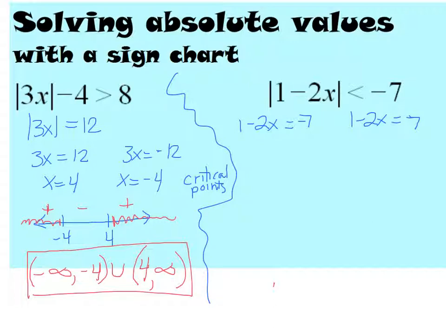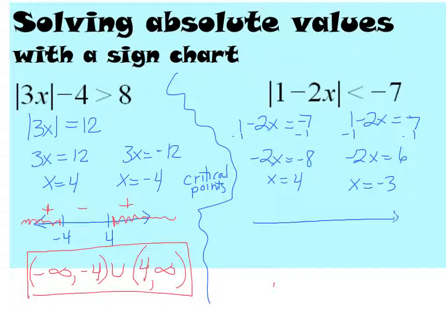Okay, so let's solve these individually so that we can find our critical numbers. So let's subtract 1 on both sides. So I'd have negative 2x equals negative 8. Divide by negative 2, and I get 4. On the right side, I'm going to subtract the 1. So negative 2x is equal to 6. Divide by negative 2, and I get a negative 3. So what I have are my critical numbers. So I put those on a number line.